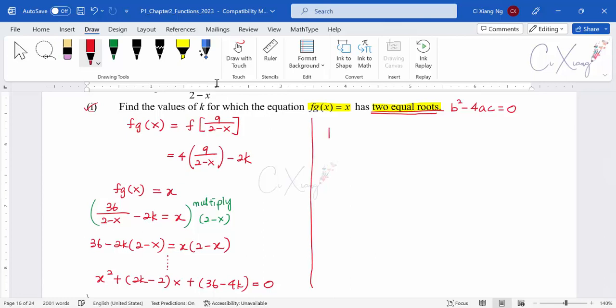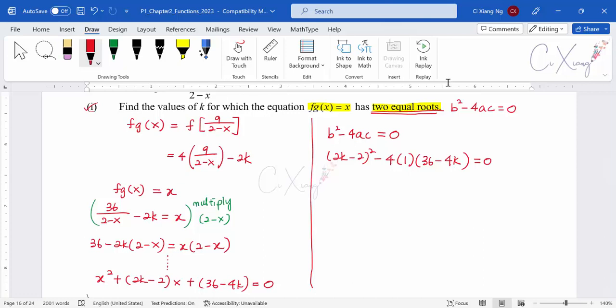Okay, so if I let b squared minus 4ac equals 0, what is the b in my equation here? 2k minus 2. So I'm having (2k minus 2) squared minus 4. What is the a? A is 1. What is the c? C is 36 minus 4k. So 36 minus 4k, and I let it equal to 0.